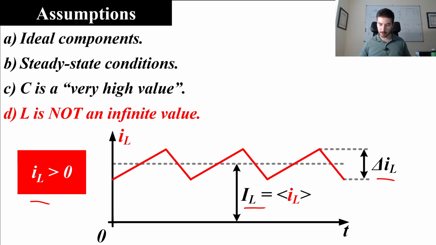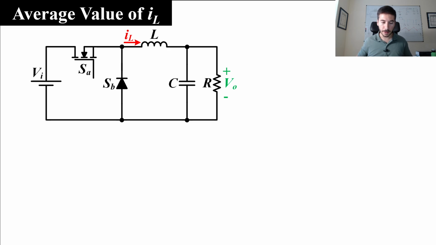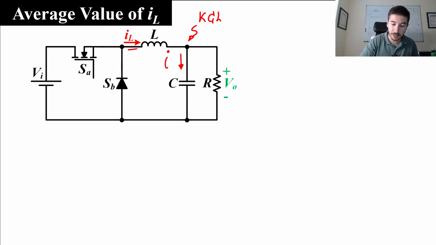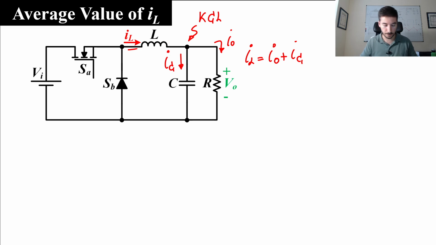Okay, so let's start with the analysis. First of all, we are going to determine the average value of the inductor current, and we are going to apply Kirchhoff current law in this node. Here we have the inductor current, the capacitor current, and the output current. If we apply Kirchhoff current law, we can say that the inductor current is the output current plus the capacitor current. But we want the average value. So we put it in this way.